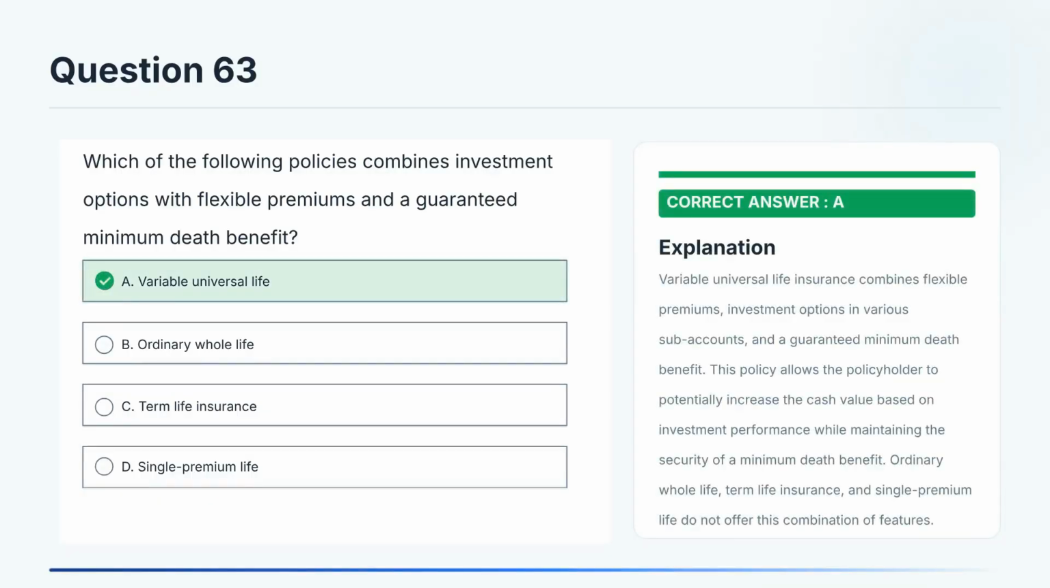Variable universal life. Variable universal life insurance combines flexible premiums, investment options in various subaccounts, and a guaranteed minimum death benefit. This policy allows the policyholder to potentially increase the cash value based on investment performance while maintaining the security of a minimum death benefit. Ordinary whole life, term life insurance, and single premium life do not offer this combination of features.